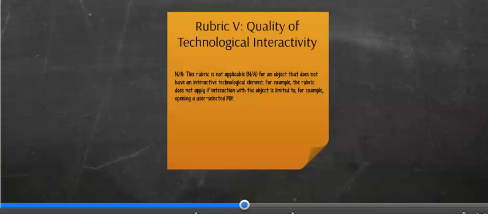Rubric 5 is the quality of technological interactivity. This rubric did not apply for this object or course because it does not have an interactive technological element. The example was the rubric does not apply if interaction with the object is limited to, for example, opening a user-selected PDF. A lot of the content in the OCW were PDFs or websites, so it actually does not meet the requirements in order to be graded with this rubric.